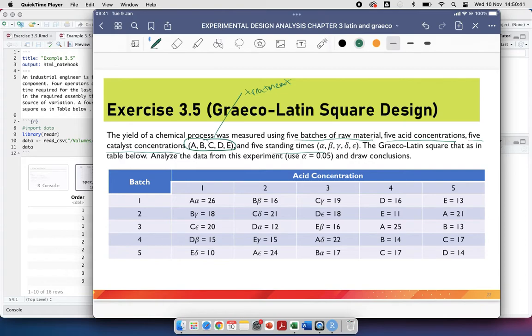Okay, so treatment kita adalah catalyst. How many treatments do we have? A, B, C, D, E. 5. Okay, 5 batches of raw material.